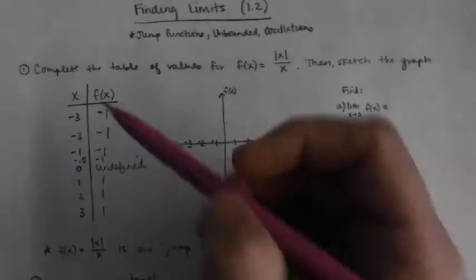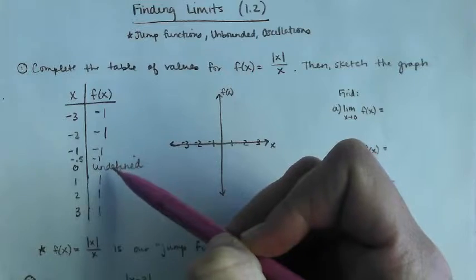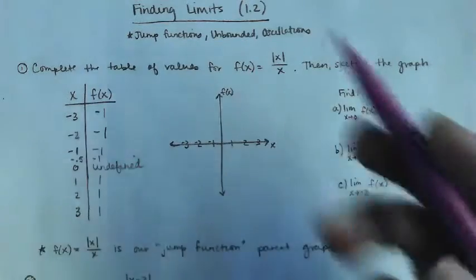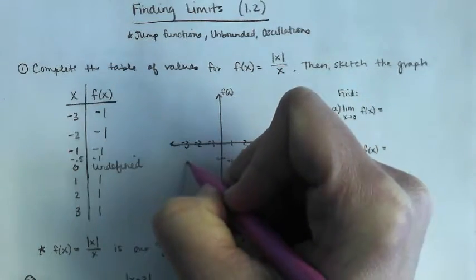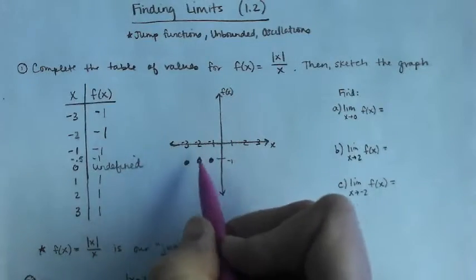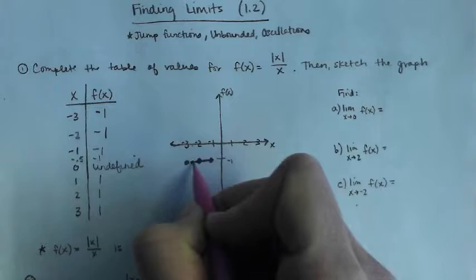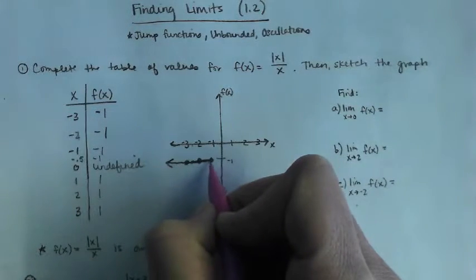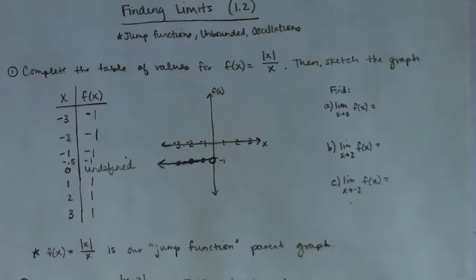Everywhere in the negatives, up until, but obviously not including 0, the y-coordinate is always going to be -1. So -3, -1, -2, -1, -1, -1, -2.5 will plot to -1. So this is essentially a horizontal line at -1, but with an open circle at 0.